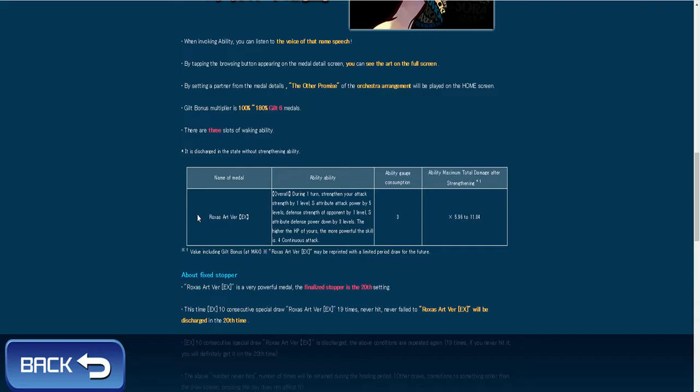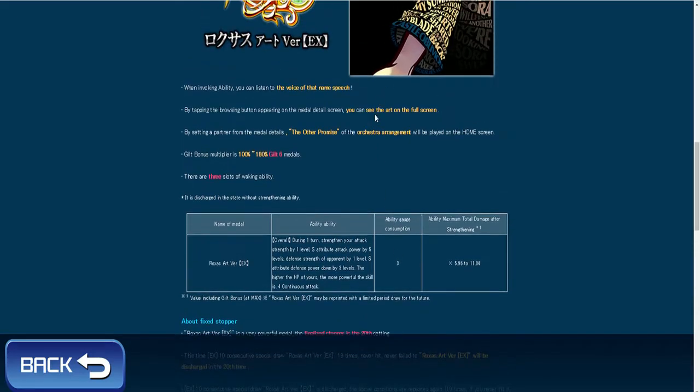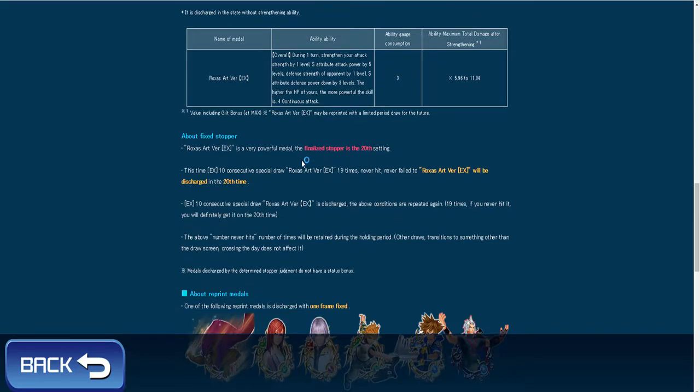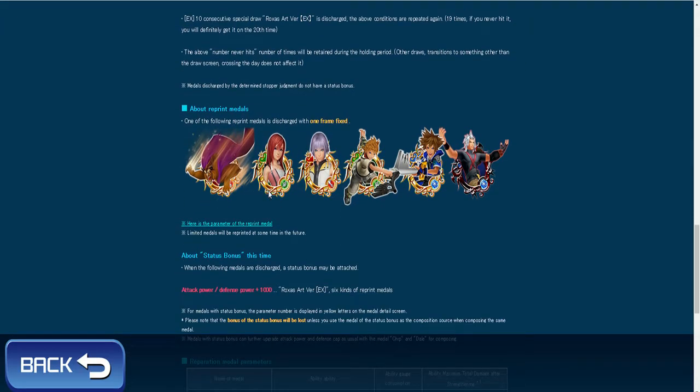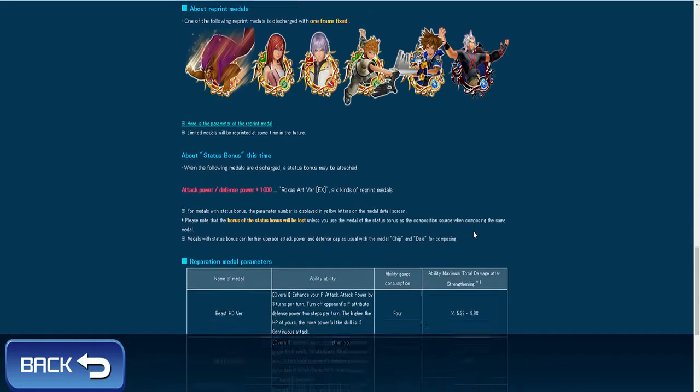And the more HP you have, the more powerful the skill is, so like pretty much every other EX medal. He consumes 3 gauges and he has a 5.96 to an 11.04 multiplier. And the following reprints are HD Beast, 0.2 Kairi and Riku, Ventus HD, Wisdom Form Sora HD, and finally Terra Xehanort.